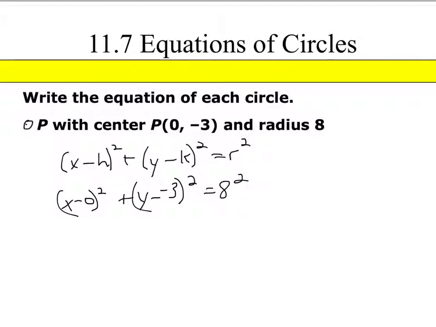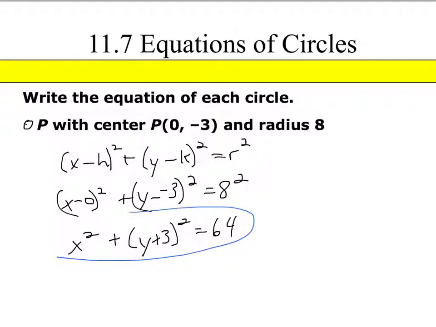We can simplify this. We get x², because x minus 0 is always x, so you get x² + (y + 3)² = 64. That's the answer that I'm looking for right here. I simplified as much as I could, and I can get different pieces of information from it.